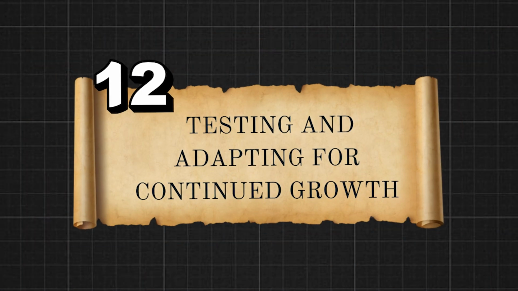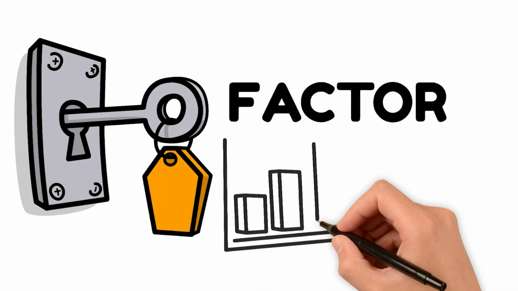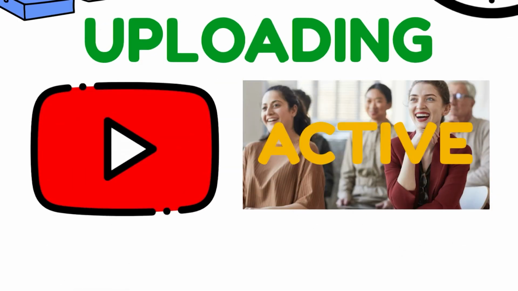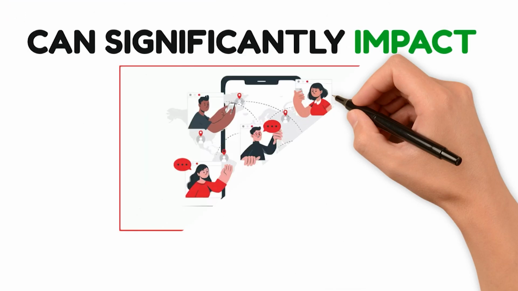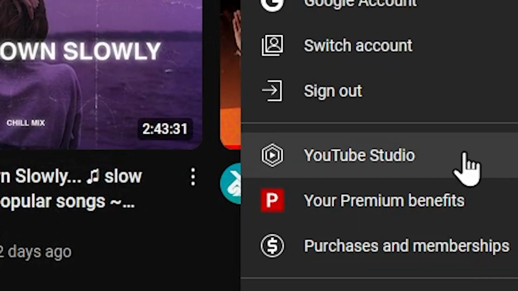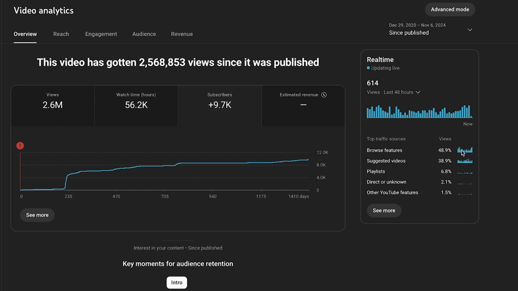Phase 12, optimizing upload schedules for maximum reach. Another key factor in growing views is timing. Posting videos when your audience is most active can significantly impact initial engagement, which in turn boosts how YouTube promotes your video. Check your YouTube Studio analytics to see when your viewers are most online, as YouTube now shows peak times for your audience.